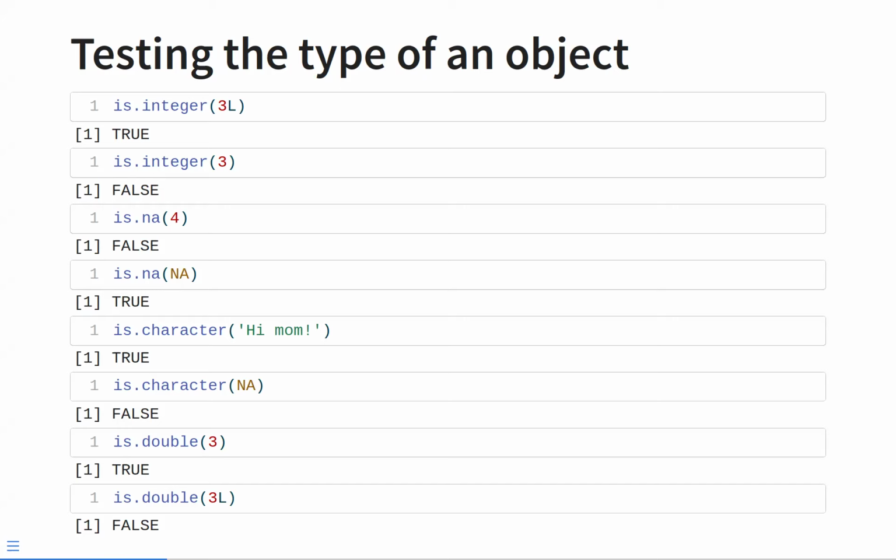is.na is used to test if something is a missing value. 4 is not a missing value, so we have a return value of false, whereas NA is indeed a missing value, so this function returns true. is.character tests for character types. And as you can see here, is.character of NA returns false, whereas is.character of "hi mom" returns true. And finally, we have is.double, and in this case, remember 3 is a double, but 3L isn't.